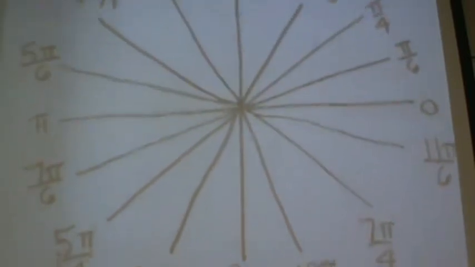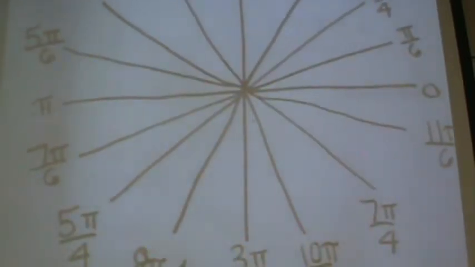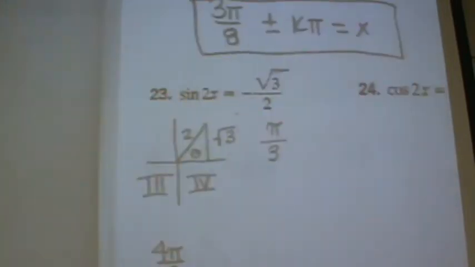5 pi over 3? Remember we did these? 5 pi over 3. And 4 pi over 3. Okay? Now, you're going to add and subtract 2k pi to these two answers. But these are not the answers. You have to set this equal to 2x.